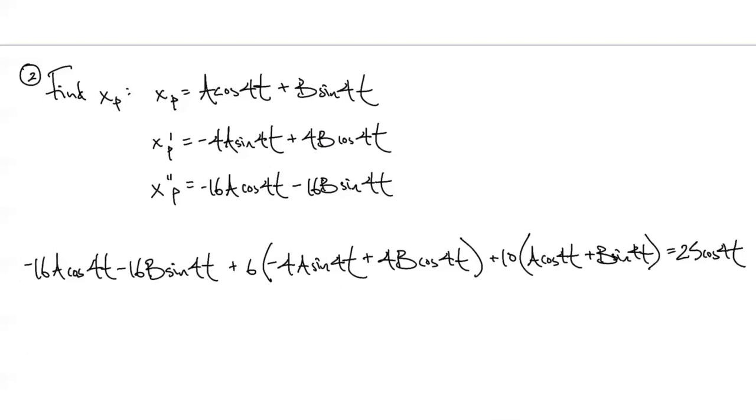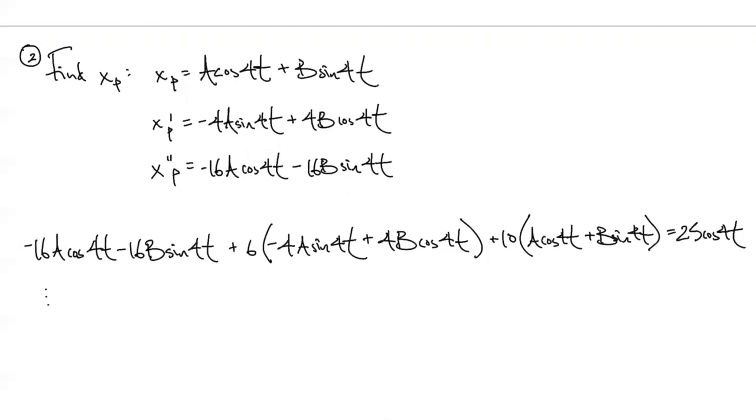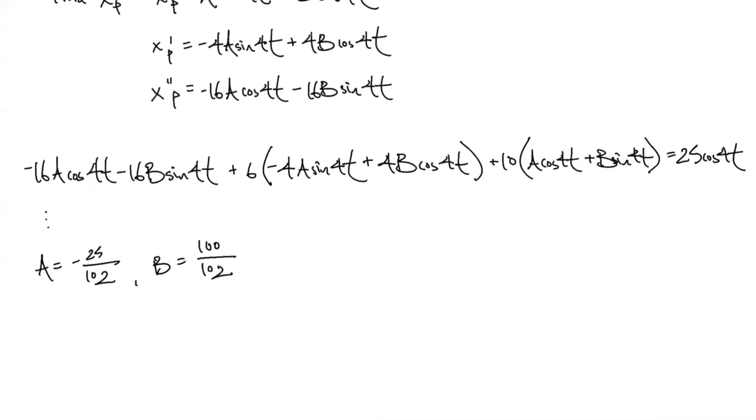Okay. All right. So I've noticed that some folks are setting up matrices, and that's great. Some people are color coding and underlining so that they're combining their like terms. Whatever method works for you is absolutely fine. But I believe at the end, we should get -25 over 102 for A. And B is going to be 100 over 102.